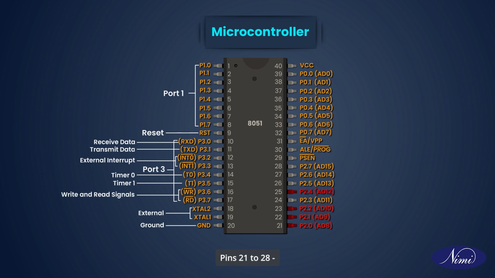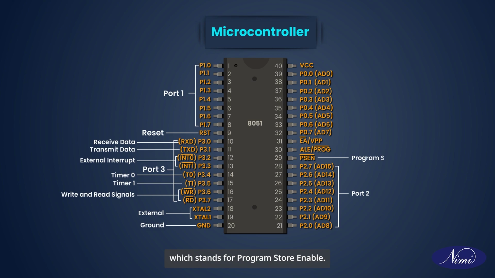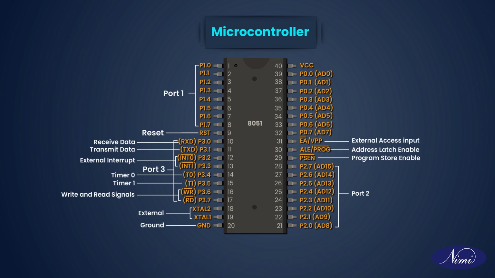Pins 21 to 28. These pins are known as port 2. It serves as an input or output port. Pin 29. This is the PSEN pin, which stands for Program Store Enable. Pin 30. This is the ALE pin, which stands for Address Latch Enable. Pin 31. This is the EA pin, which stands for External Access Input.